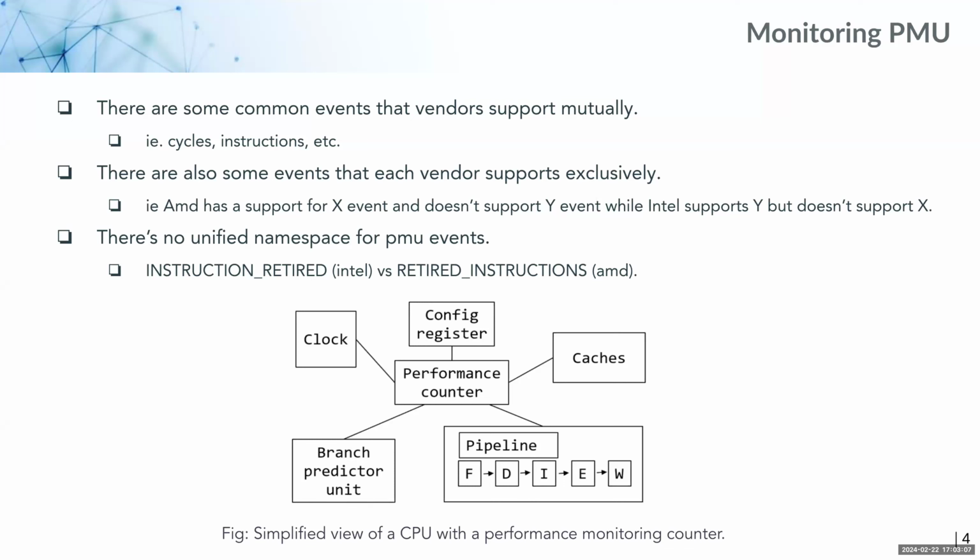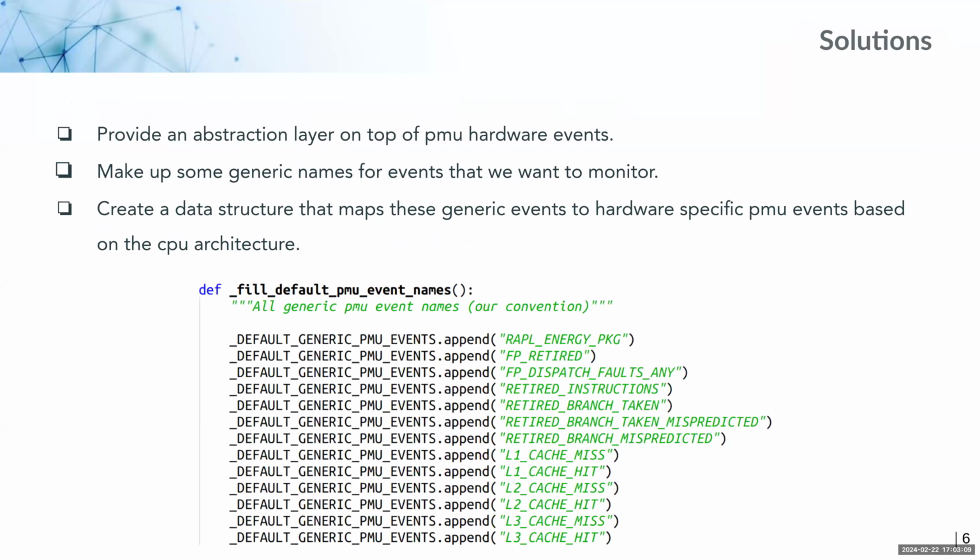So to cope with this issue, we provided an abstraction layer on top of these PMU hardware events. Since we don't want to monitor all the events, we created a bunch of events that we are mostly interested in for our future work. So here, for example, RAPL energy, floating point operations, branch operations, and cache hits and misses. We created those made-up events, and we manually mapped these events to actual PMU hardware events.